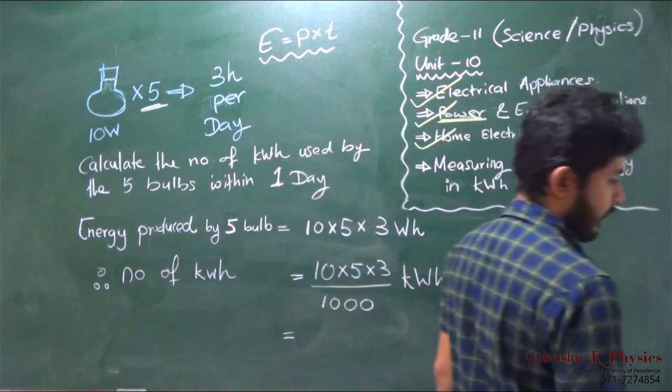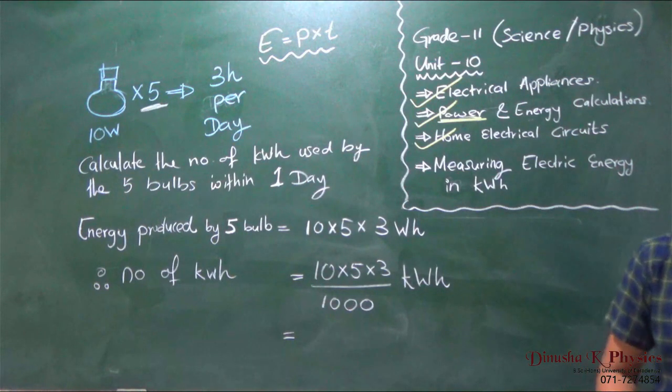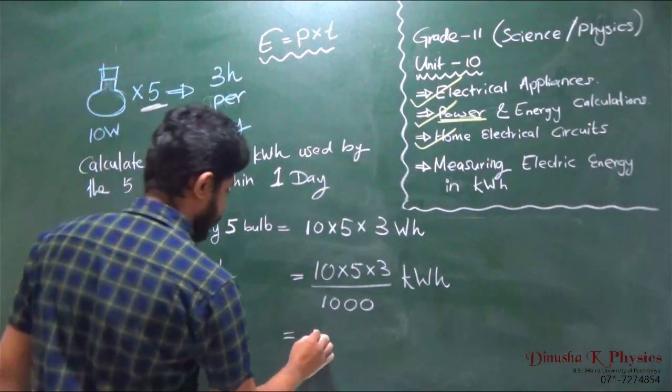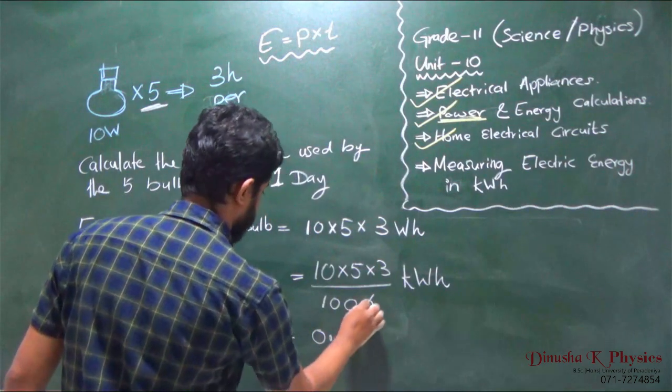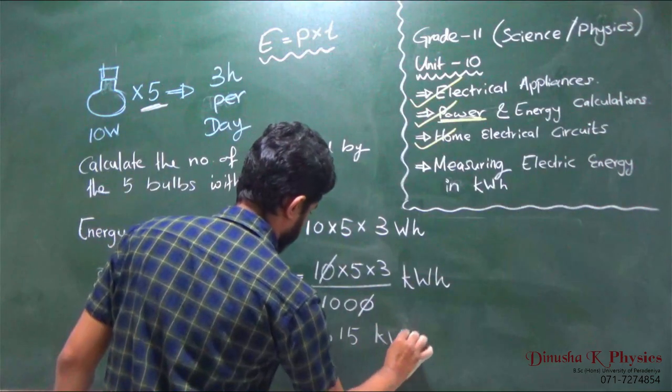So it will be 0.15, right? 15 divided by 100 is 0.15 kilowatt hours.